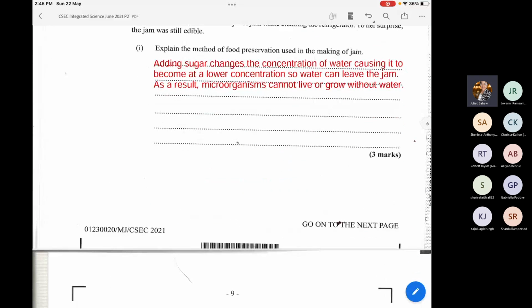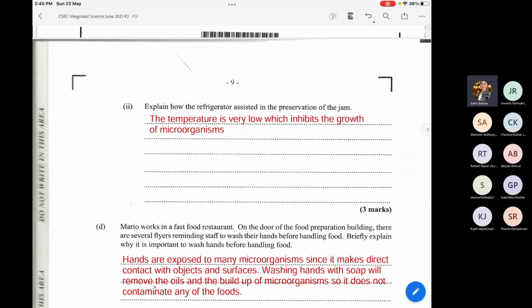Then the next part would explain how the refrigerator assisted in the preservation of the jam. Since the temperature is very low, that will inhibit the growth of microorganisms. All right, or we could say it deactivates the enzymes in the microorganisms. That could also work there.